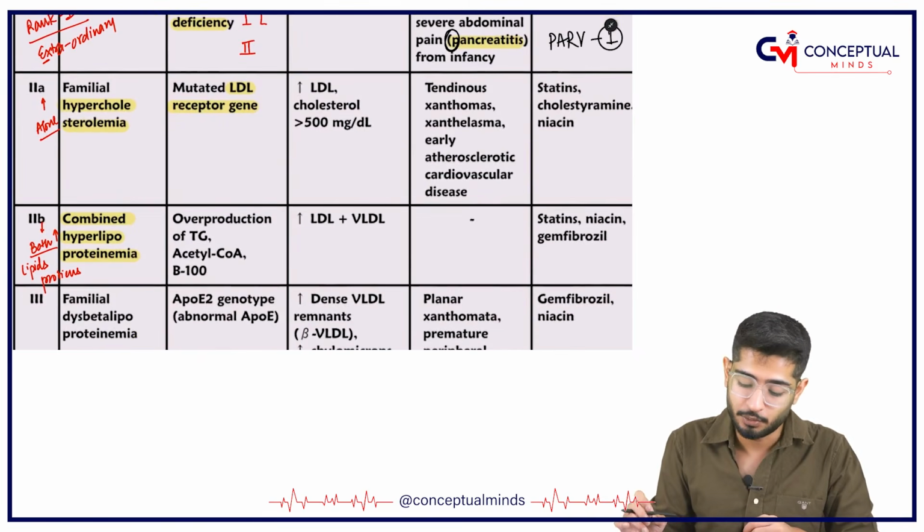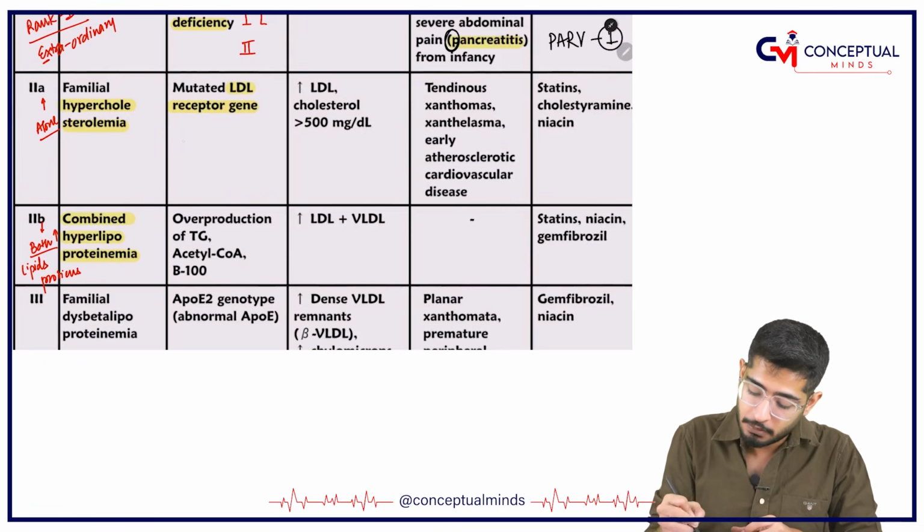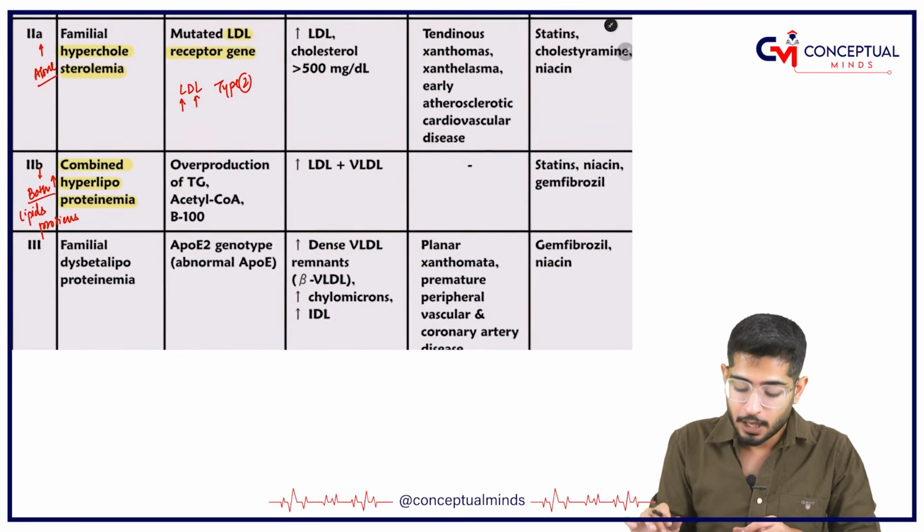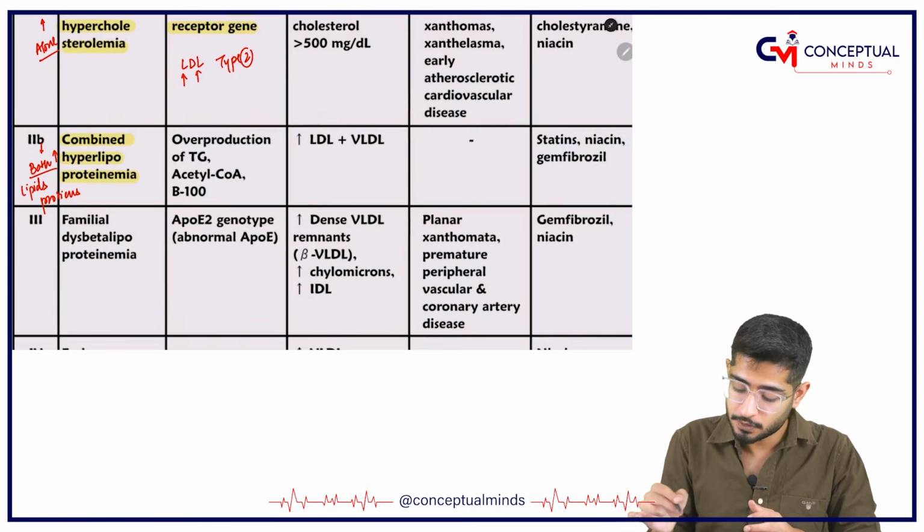LDL receptors are going to be mutated. How to remember? Can you see LDL, 2 L's coming? So it is going to be type 2. It is going to be which type? It is going to be type 2. Whereas in 2B, what is going to happen?